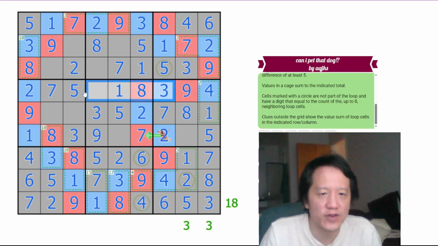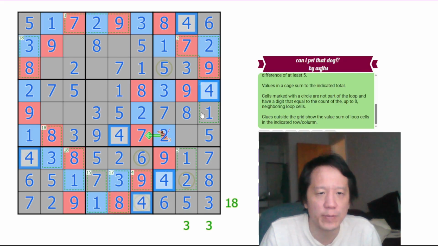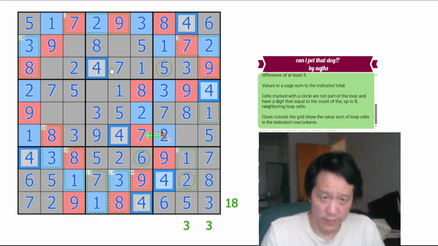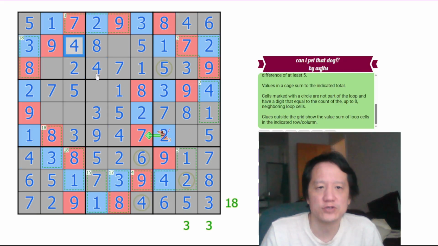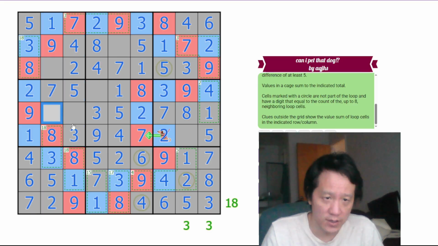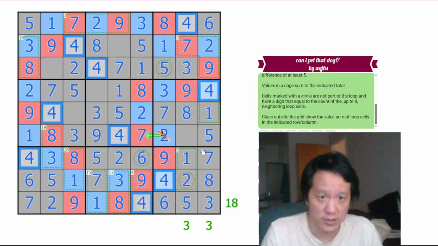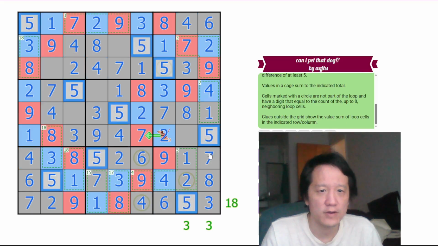4 in box 5 cannot be here, so this is 4. 4 in box 2 cannot be here, so this is 4. 4 in box 1 cannot be here, so this is 4. That eliminates 4 from being here, so this is 4. And that should be all the 4's then. 5's, I think we have all 5's, right?